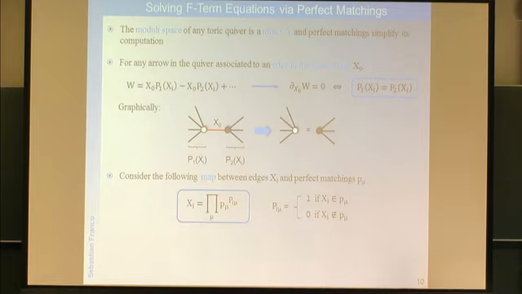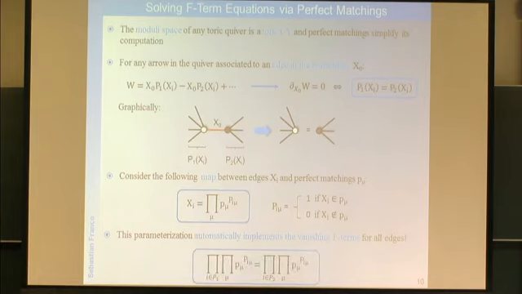Remember, a chiral superfield was an edge in the graph, and an edge is replaced by some ansatz, which is just the product of the perfect matchings that contain that edge, because this exponent can be either 0 or 1 depending on whether the edge is in the perfect matching. Now let's look at how these equations look. The first monomial has to be equal to the second monomial.